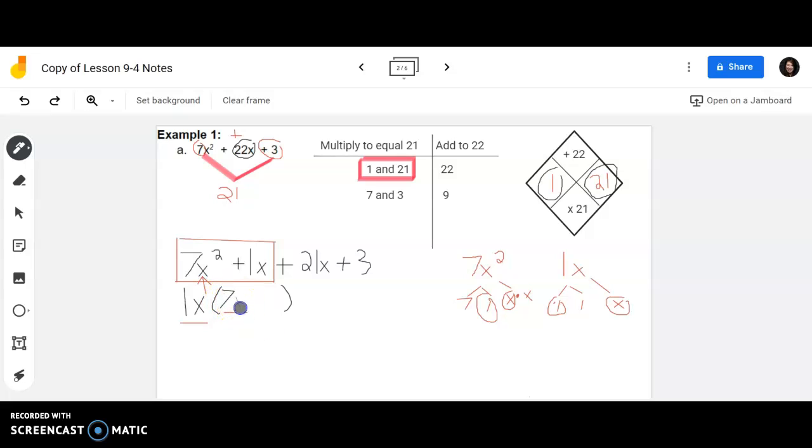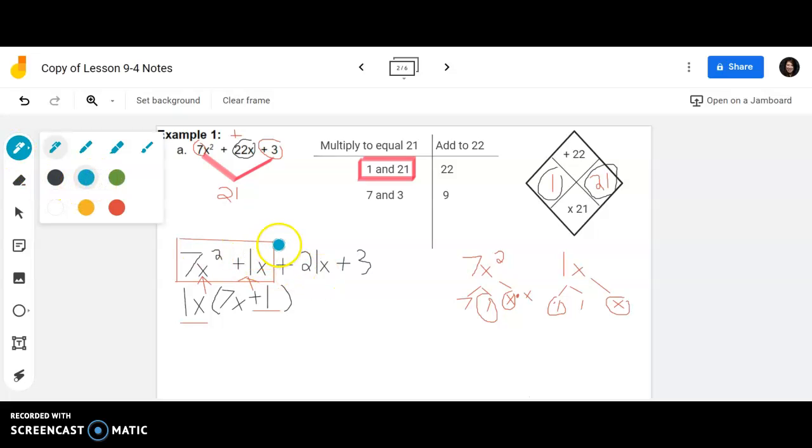So we're going to add an x right here, and we can check our work. 1x times 7x does equal 7x squared. And then we're going to do the same thing here, but now we've got 1x, and we need to multiply that times what to get 1x? Well, that's pretty simple. We're just going to multiply it times 1. And since it's a positive 1, we'll put a plus sign because 1x times 1 equals 1x. So that's the first half.